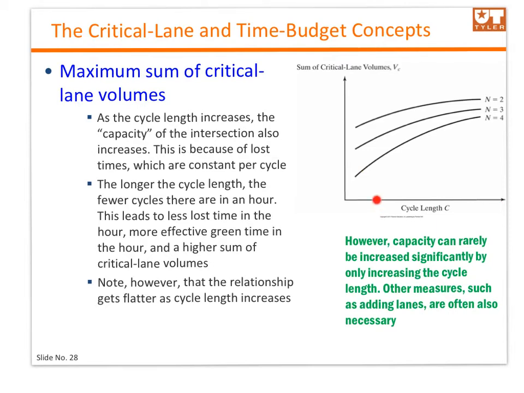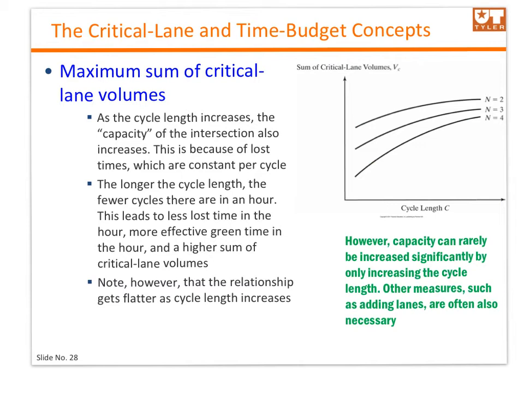As you could see, if I have a low cycle length, the sum of critical lane volume is at this level, whereas if the cycle length is increased, there is a huge increase of the critical lane volume as well. This is because the lost time, which is constant per cycle, is going to be reduced.